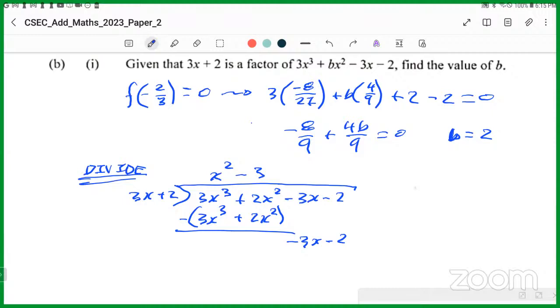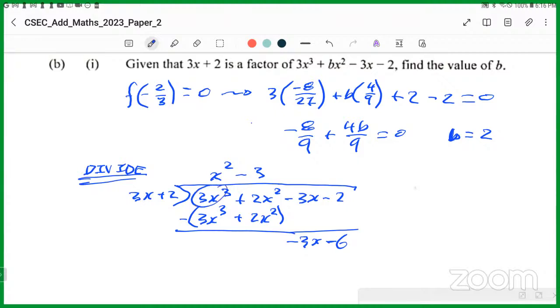Oh, I see the mistake now. It's a minus 6. This time this is a minus 6. Minus 6, okay. But something is still wrong. I'm supposed to get 0. Something is wrong.